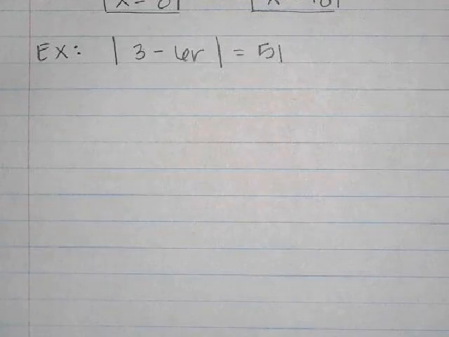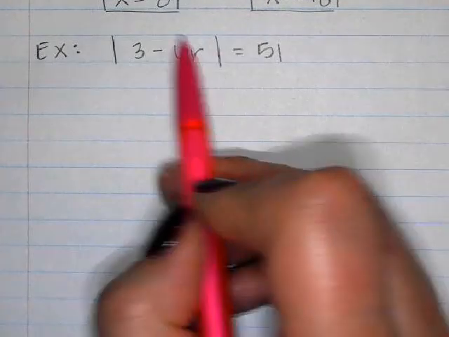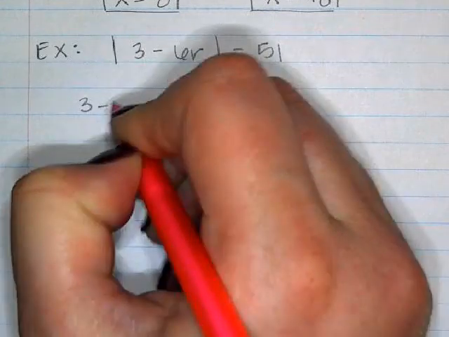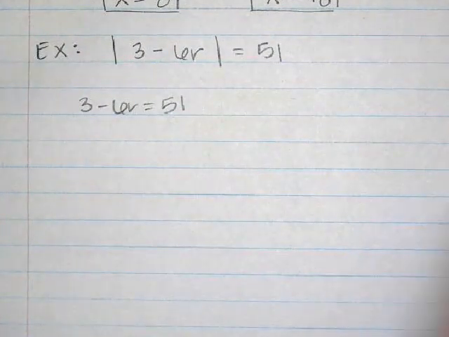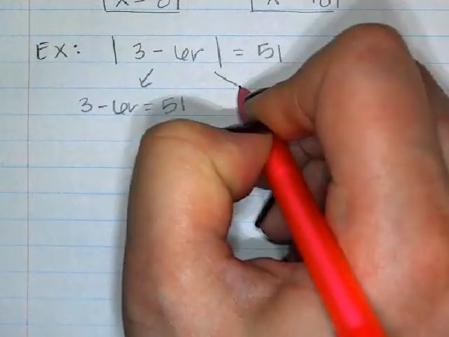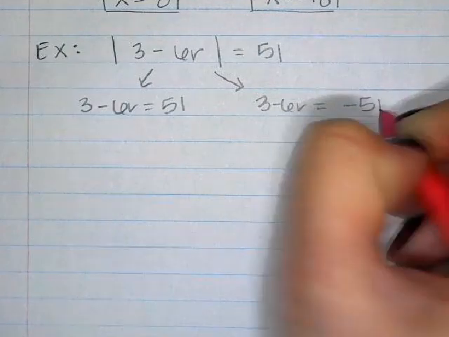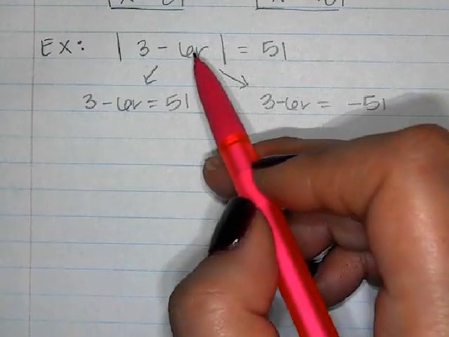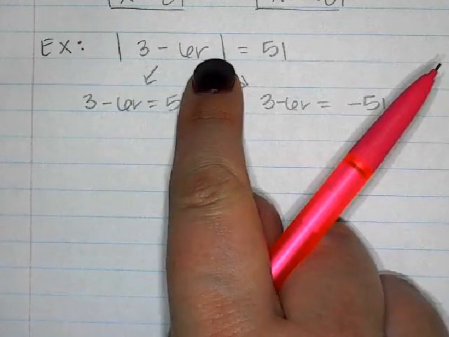All right. So we have two options. The inside could have equaled 51, which is a distance of 51 spaces from 0, or the inside could have equaled negative 51, which is also a distance of 51 spaces from 0. Those are our two options. And the reason that we know that we were ready to look at our two options now is because the absolute value sign equals a number. Whenever you get to that point, you're just ready to go.